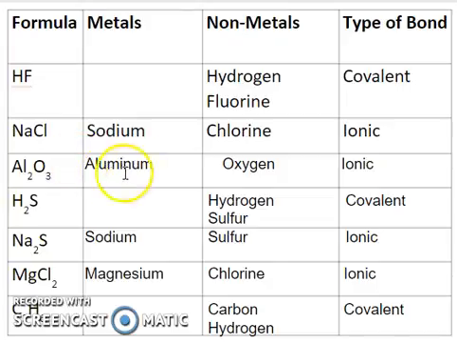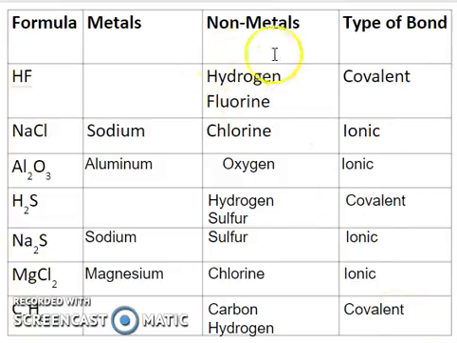Al2O3, we have aluminum and oxygen. One's a metal, one's a nonmetal. That's going to be an ionic bond. H2S, hydrogen and sulfur are both nonmetals, making that a covalent bond. Na2S is sodium and sulfur, which is going to be an ionic bond. MgCl2, magnesium is a metal, chlorine is a nonmetal, so we know that's an ionic bond. And C2H6, carbon and hydrogen are both nonmetals, which means this is a covalent bond.